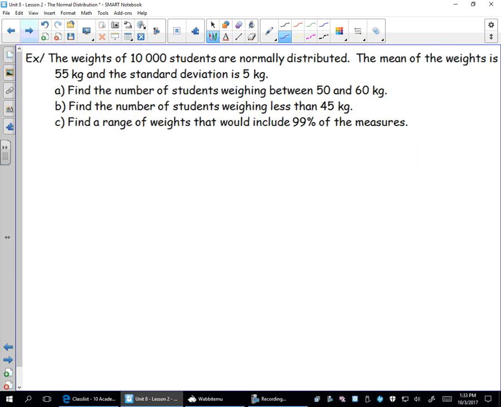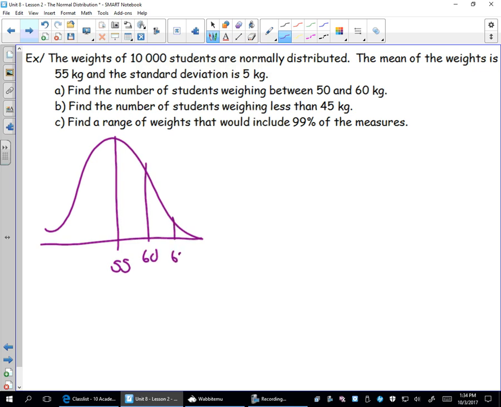Now I'll try a second example, different numbers. The weights of 10,000 students are normally distributed. The mean of the weights is 55, the standard deviation is 5. Can we draw ourselves a picture? So what do we got? Normal, mean, okay, 1 standard deviation, 2 standard deviations, 3 standard deviations, and the same on the other side. Notice that they should all be the same size, it's my scale. Okay, part A wants us to find the number of students between 50 and 60.